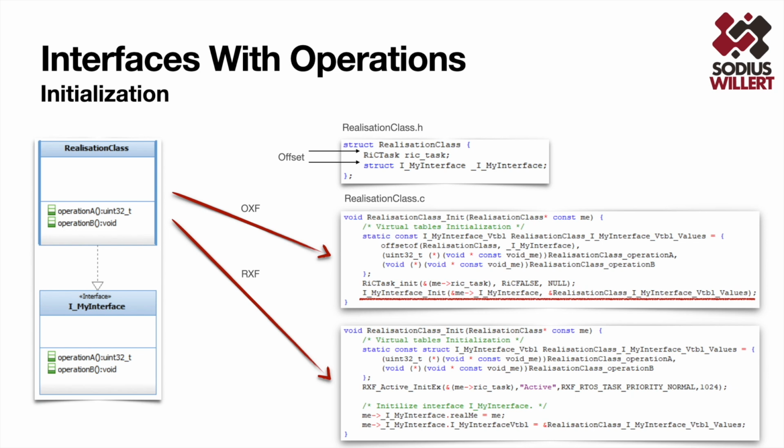The new variant of the interfaces functions without an init operation of the interface. The me pointer of the object to be realized is made known to the interface object as part of the initialization of the realizing class, as well as the virtual table.